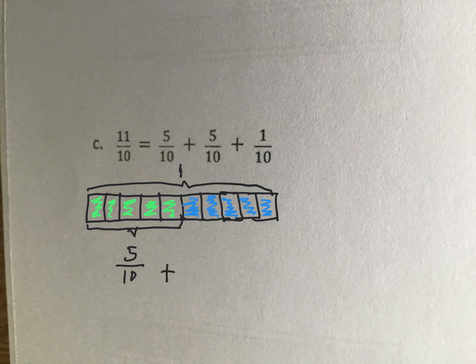Okay, I have 5 tenths, and then over here in the blue, I have another 5 tenths, but I'm going to have to go over here and I'm going to have to do one more tenth. Okay, plus 1 tenth is going to be equal to 11 tenths. And so here I have my 11th one, 11 tenths. Okay, so see if you can do that on the rest of the problems in part 2.